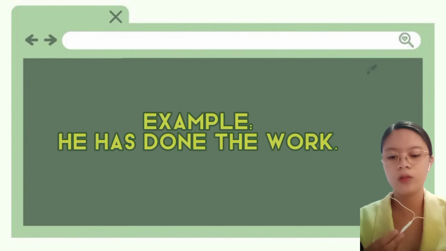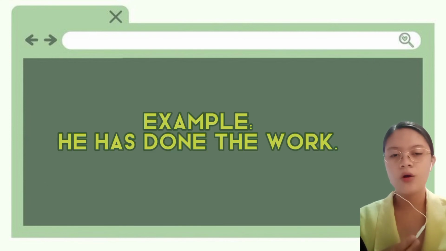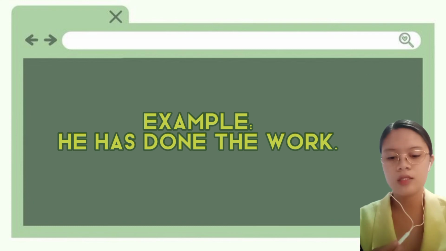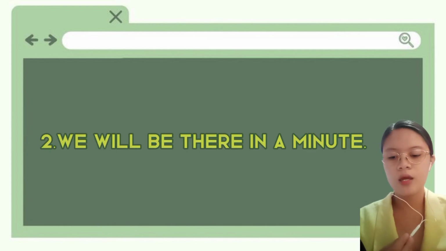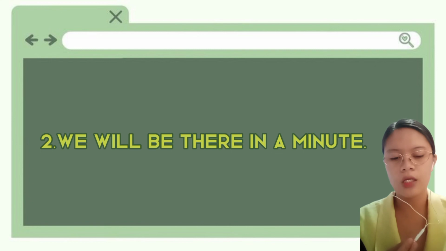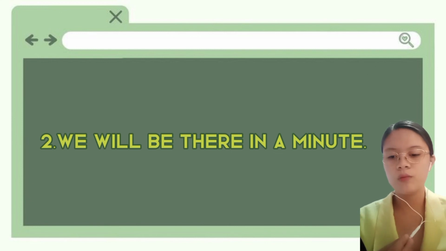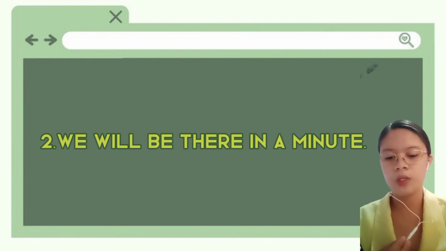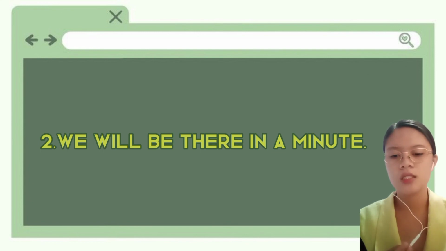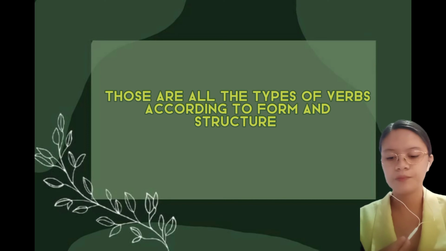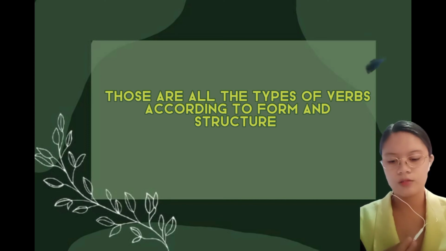So for example, he has done the work. The auxiliary verb there in the sentence is has, which belongs to the have group. The second example is we will be there in a minute. It belongs to the modal group because will is the auxiliary verb. So those are the types of verb according to form and structure.